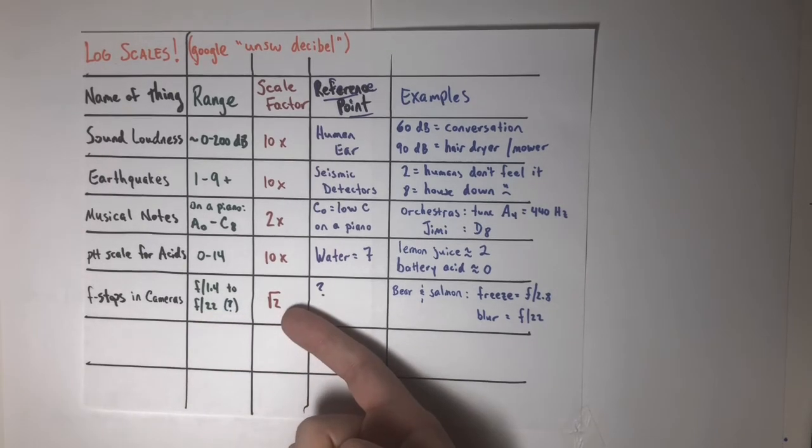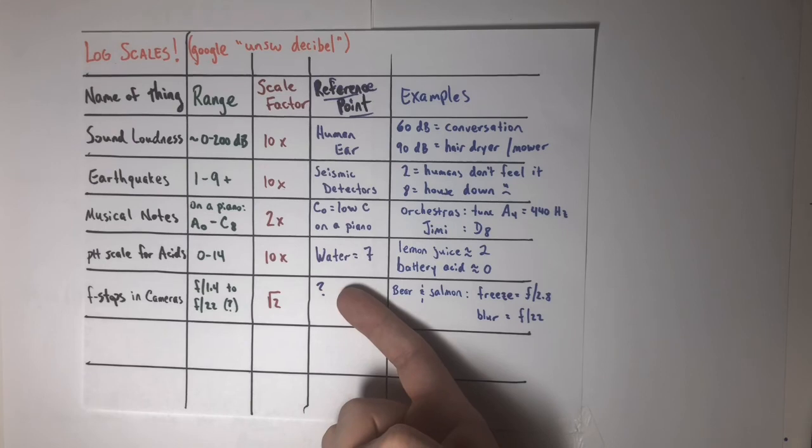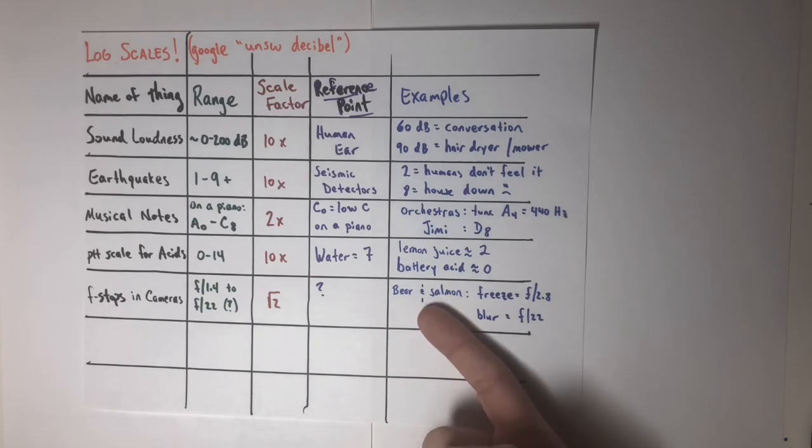In any case, there is a scale factor here. Each f-stop is about a factor of square root of 2 different from the next. I'm not really sure what the reference point here is. I'm sure that people who understand photography better than I do would be able to tell you. An interesting example that I read about was a guy who was talking about trying to take pictures of a bear trying to catch salmon inside of a river.